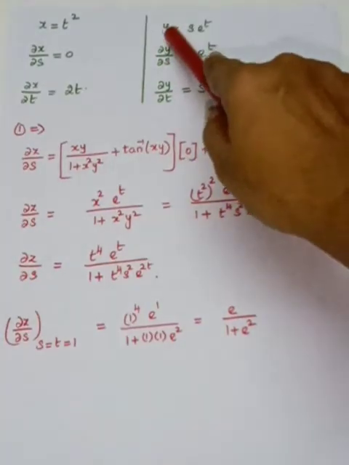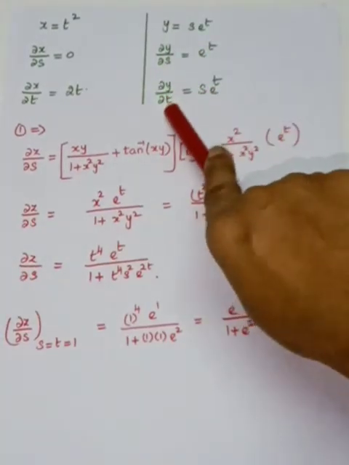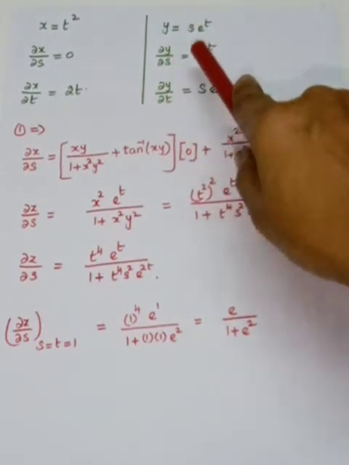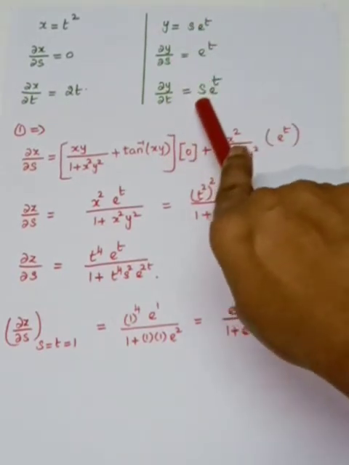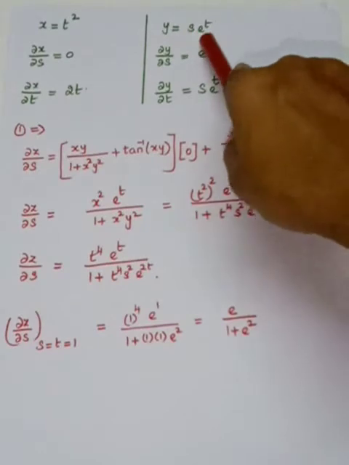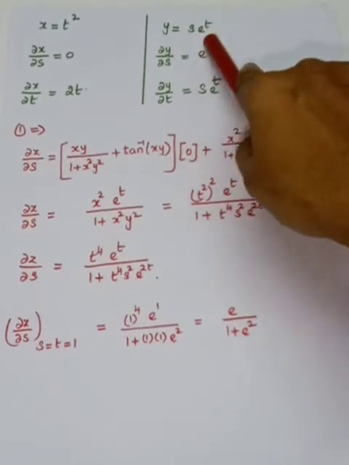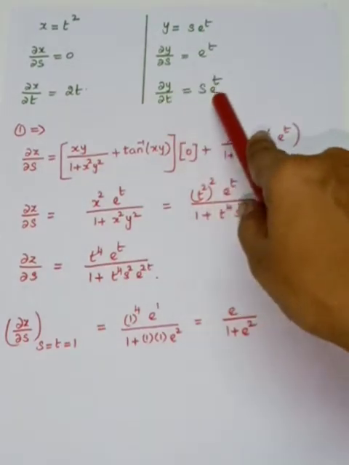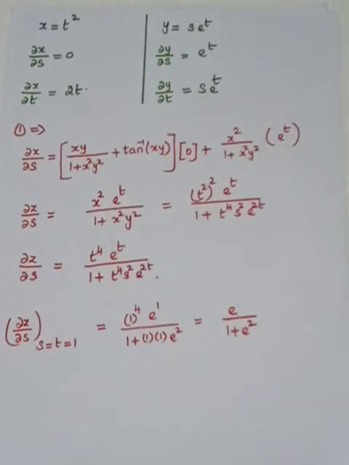Okay. In the same way, dou y by dou t. What is a constant? Yes. So s is written, taken out. And what is remaining? E power t. What is the differentiation of e power t with respect to t? It is e power t. So we have completed all the partial differentiation. Okay, now we have to substitute in the formula.